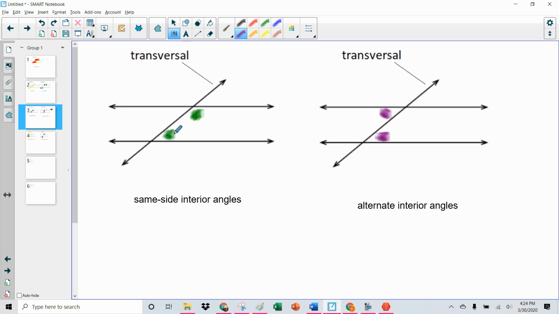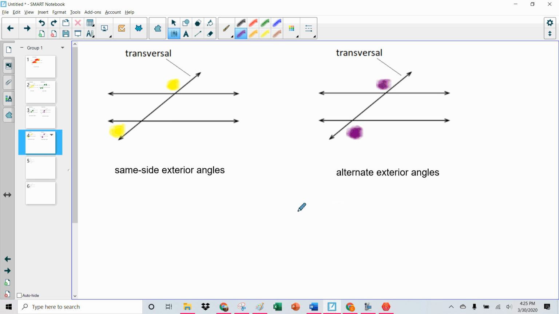For example, this green angle appears to be acute, or less than 90 degrees, where this green angle appears to be obtuse, or more than 90 degrees. So if one of them is acute and one of them is obtuse, then they certainly cannot be the same. Therefore, they are supplementary. On the other hand, if you look at the purple angles here, which are alternate interior angles, this angle is acute, this angle is acute, but in fact, if you were to take this purple angle and cut it out and lay it directly on top of this one, you would see that the two angles fit perfectly on top of each other because they are congruent.